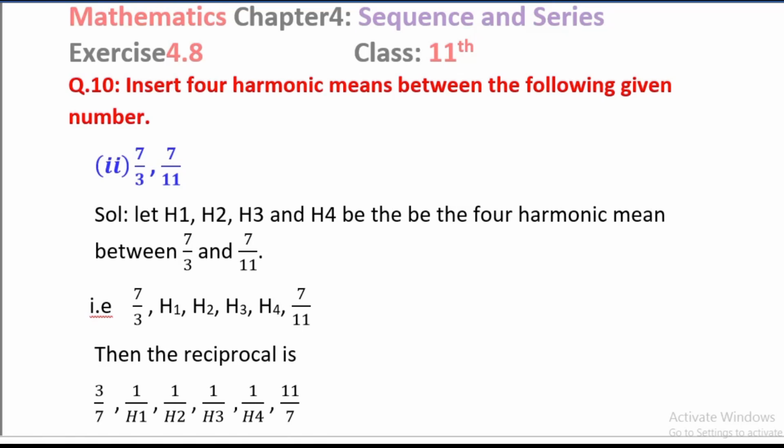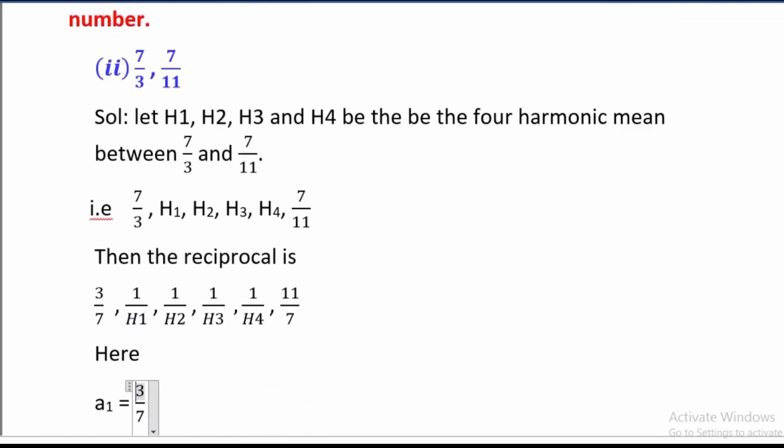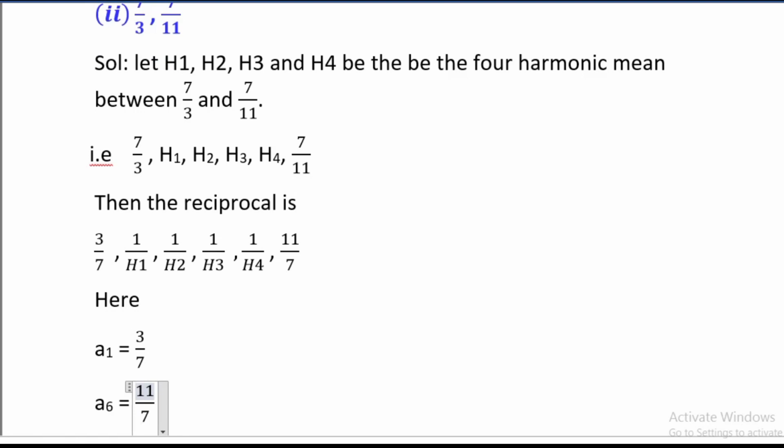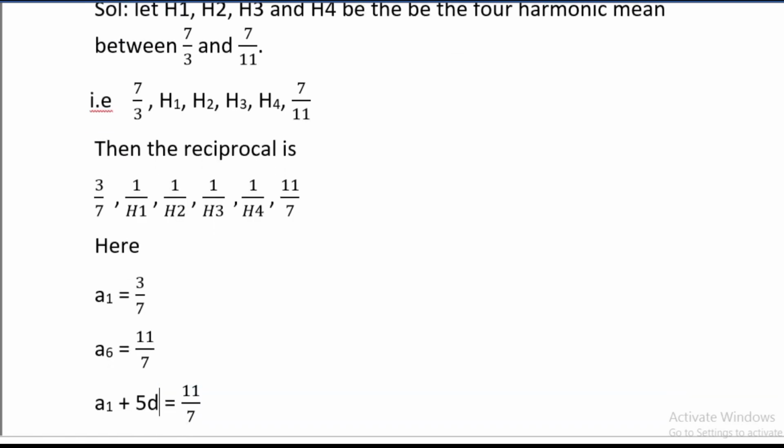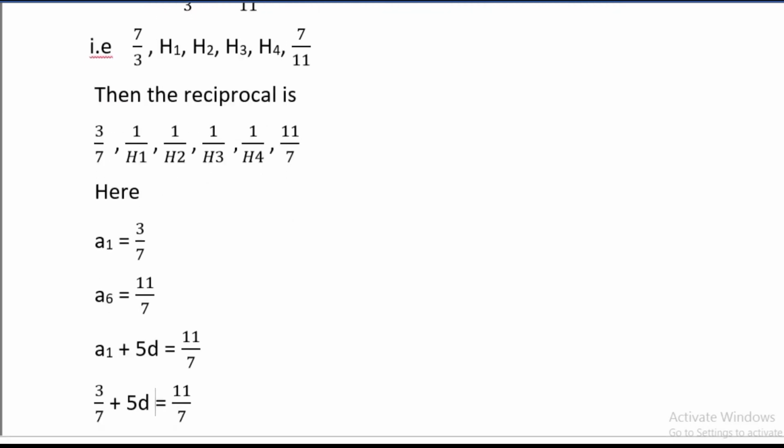So total terms is equal to 6. First term, that is A1, is equal to 3 divided by 7. Last term, that is A6, is equal to 11 divided by 7. A6 can also be written in the form of A1 plus 5D is equal to 11 divided by 7. So by putting the values, 3 divided by 7 plus 5D is equal to 11 divided by 7.